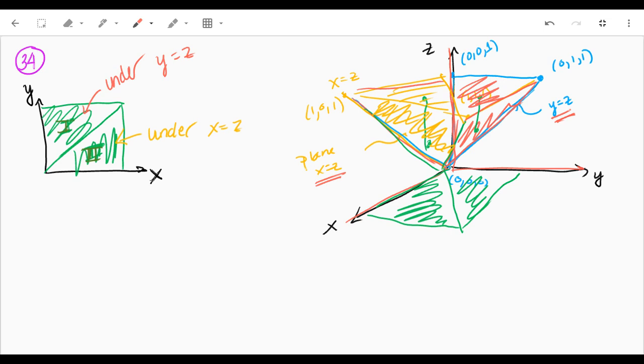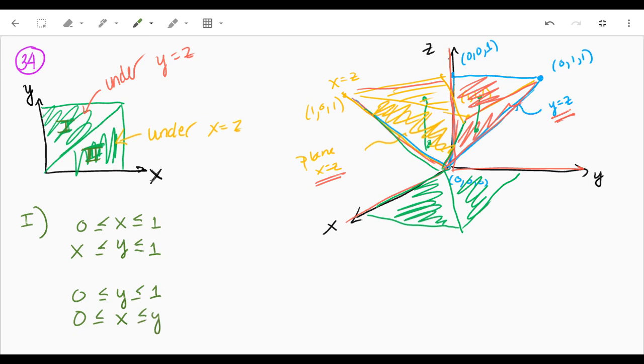Okay. So for region 1, let's start with region 1. X is between 0 and 1. Y is between y equals x and y equals 1. The other way we can write it is y is between 0 and 1, and x is between 0 and y. Okay, your x values there are between 0 and y.